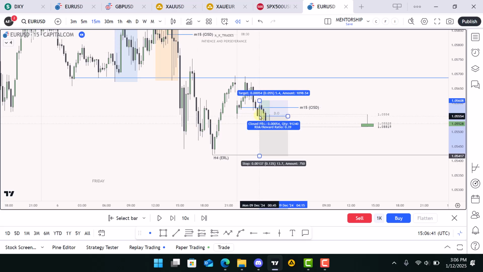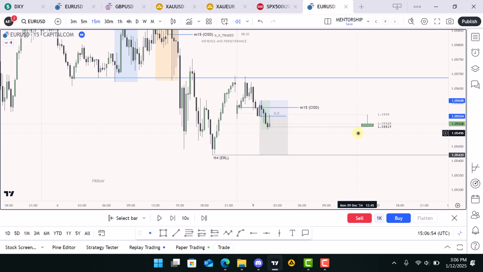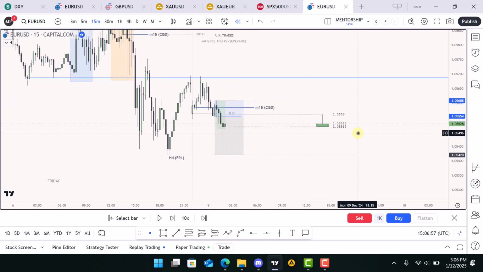Okay, I think there is something wrong somewhere. This should be more than 0.39 RR. I don't know what the problem is, but I think this should be more than that. So let's see how it plays.